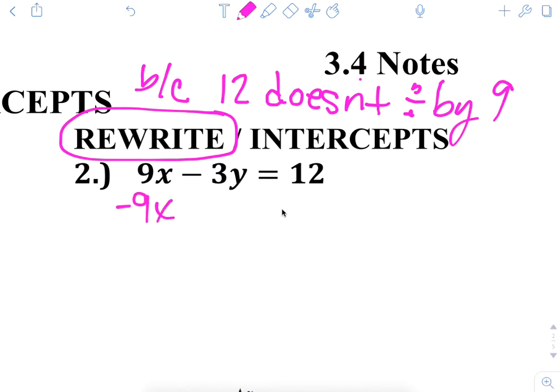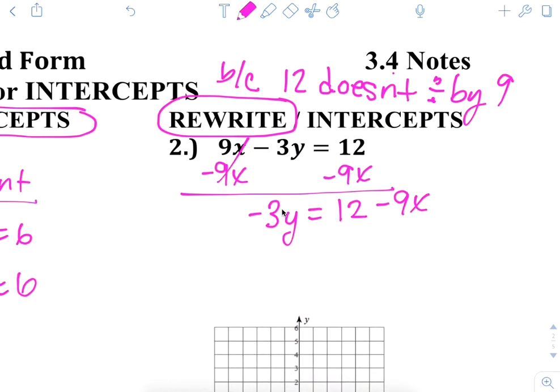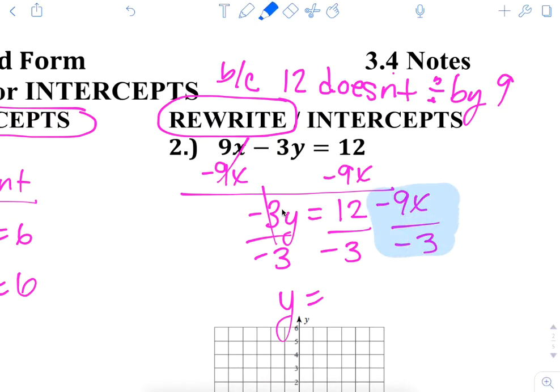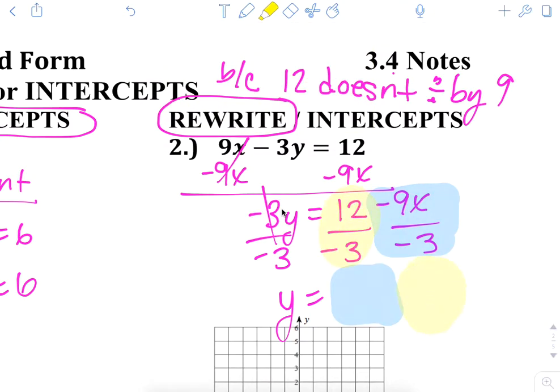I need to move my x's to the other side by subtracting them. Write what I see. So minus 3y equals 12 minus 9x. I can't put them together. 12 doesn't have an x. I'm going to divide everybody by that negative 3 to cancel it off. Now, I have y equals, but I want to make sure that I put my mx first and I put my b second. Okay? So on this problem, my mx is the blue. Negative 9 divided by negative 3 makes a positive 3x. 12 divided by negative 3 makes a negative 4.